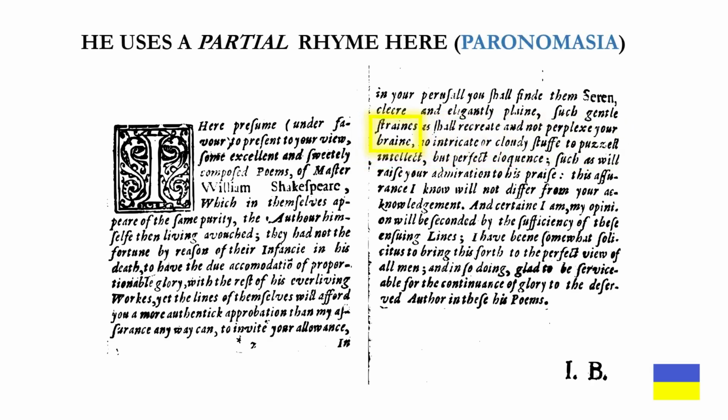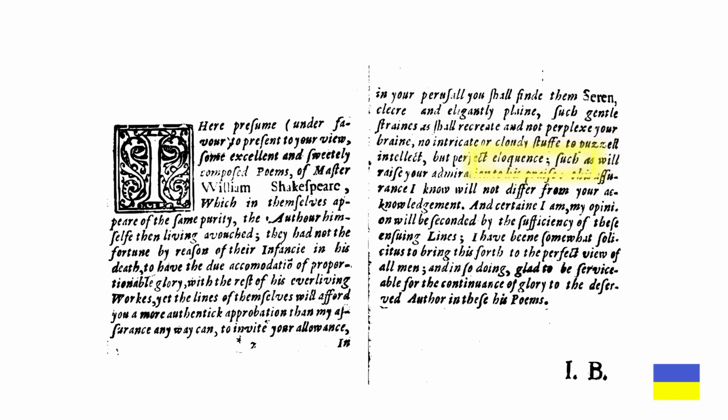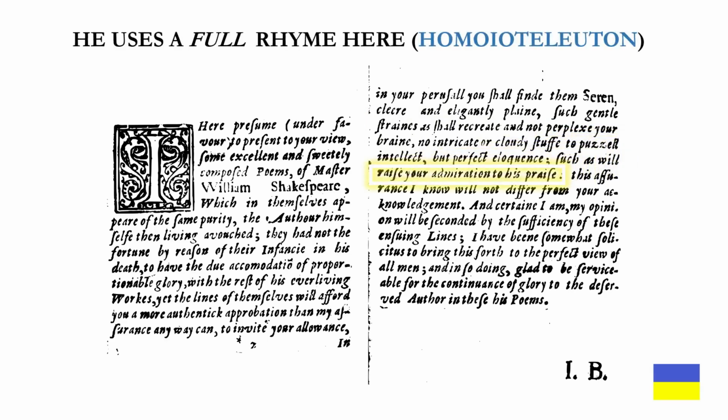He uses a partial rhyme here, which is called paronomasia, strains and brain. And another partial rhyme here, puzzle and will, which are seen on the right-hand margin of the text. He uses a full rhyme here for homoteleuton. Raise your admiration to his praise. Raise and praise, rhyme.